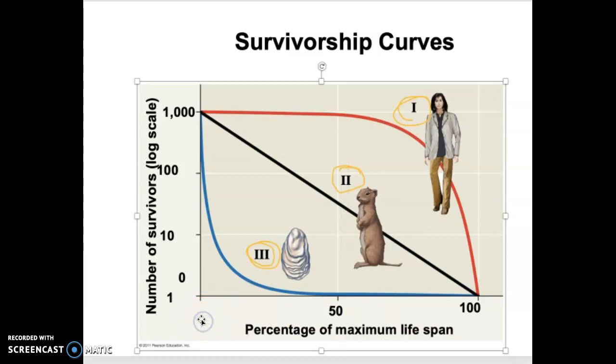Okay, so 1,000 babies born in the year 2020, 2021, 2022, etc. How many of them are going to make it to half of their lifespan? And again, if we're assuming a 100-year lifespan for humans, how many of them will make it to half the lifespan? 50%. Well, it looks like nearly all. So think about it. Fortunately, with humans, most babies survive.